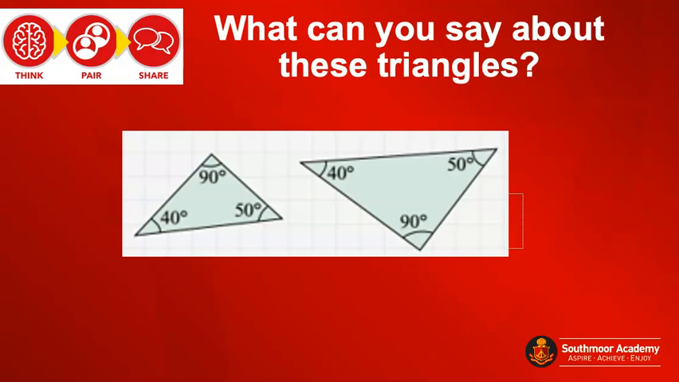Okay, so I would hope that on our whiteboards we have said that these two triangles are similar. As we can see, the angles are all the same. They both have a 90-degree angle, a 40-degree angle and a 50-degree angle. Just because one is rotated does not change that they are similar. Okay.